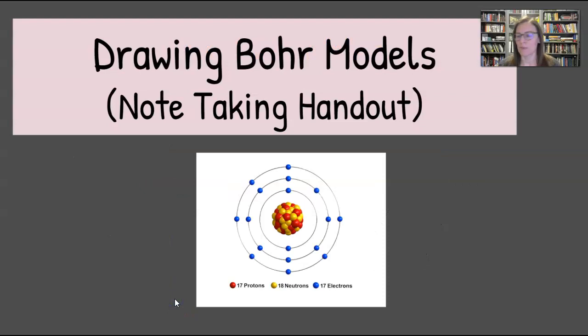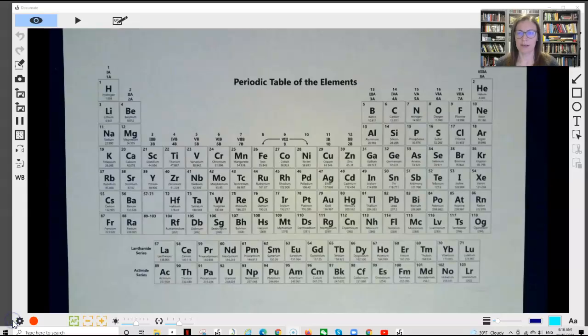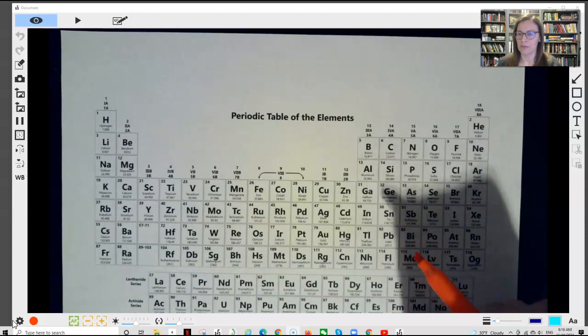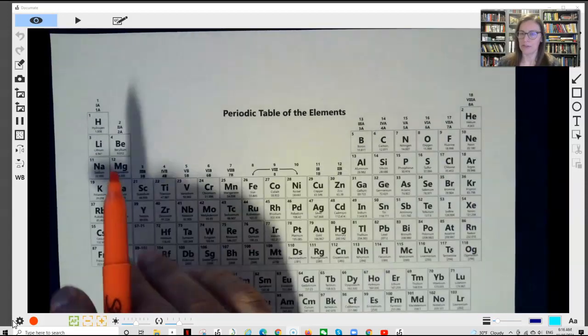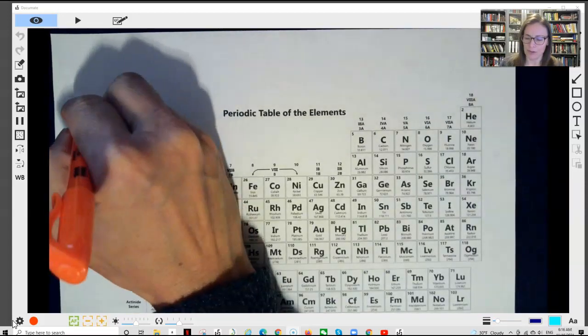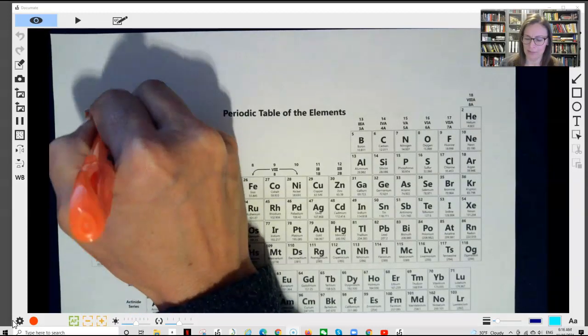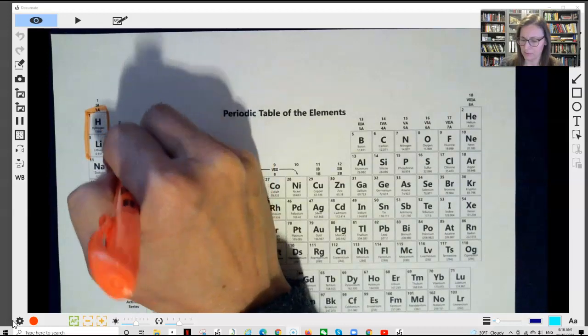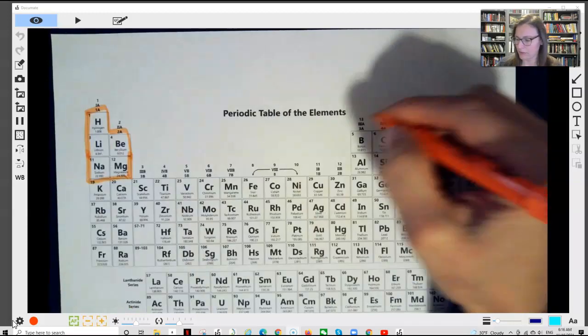All right, so we're going to be working on our note-taking handout to do some Bohr models. I'm going to do some more examples for you. In your note-taking handout, you have a really small condensed version of a periodic table because we're only going to be doing the first 3 periods. So I've given you a periodic table that basically only has, let's see, this part.